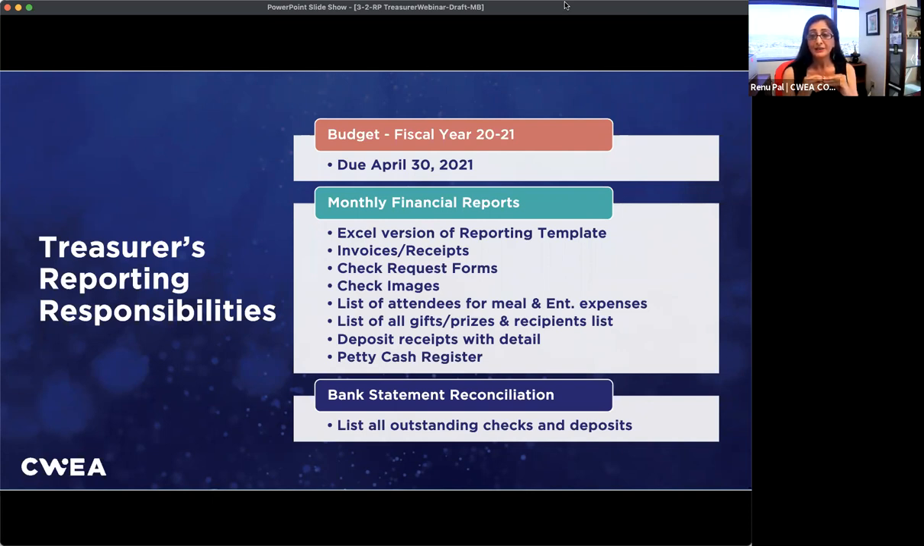And then lastly, the bank statement reconciliation. It's so important to do a bank reconciliation, because if there are outstanding checks, the bank balance that you have is not your true balance. It has to account for every single check that has not cleared.